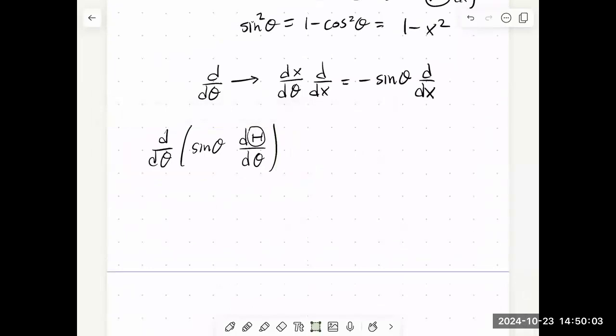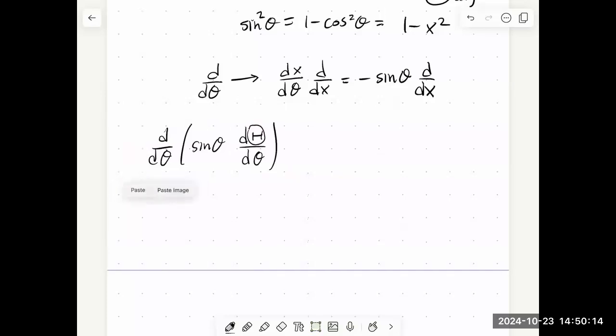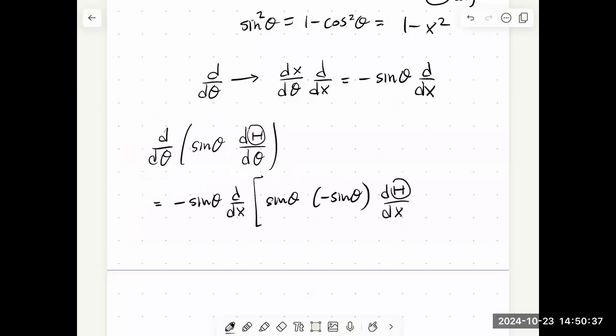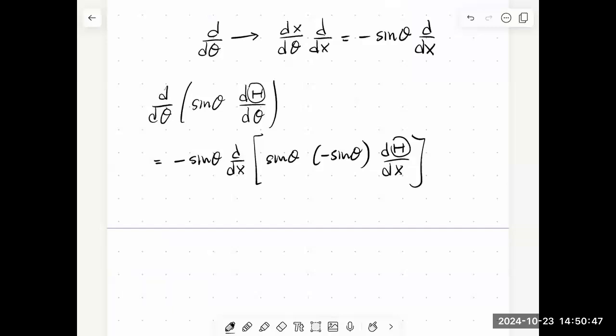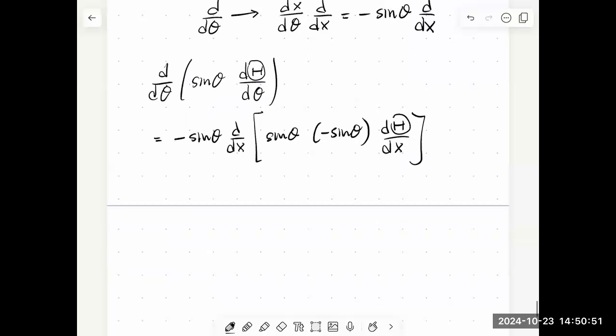Well, the first thing we'll do is rewrite this d theta here as minus sine theta d by dx. So this is going to be equal to minus sine theta d by dx of sine theta, and here I'm just going to use the chain rule. It's the same thing, right? It's just the minus sine theta d theta dx. So basically, I've just used this relationship twice for the two derivatives that we have. All right. Fair enough. Then what could we do?